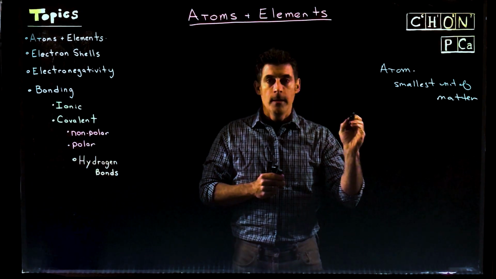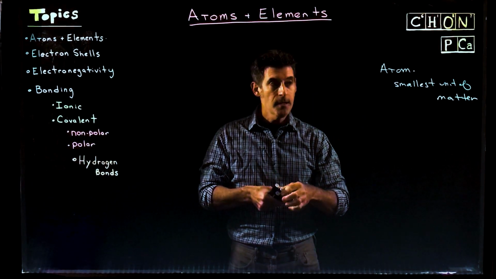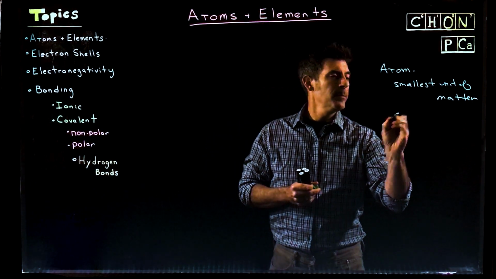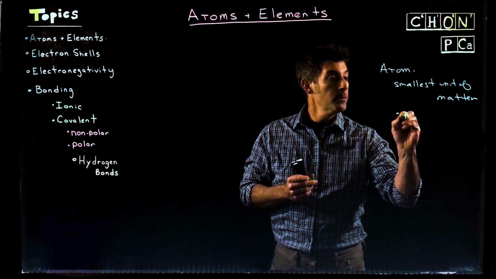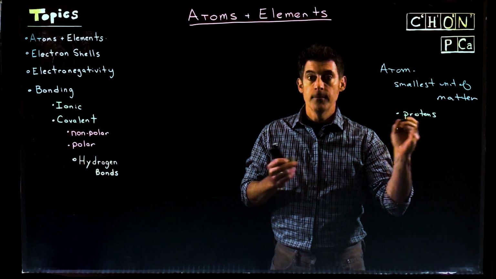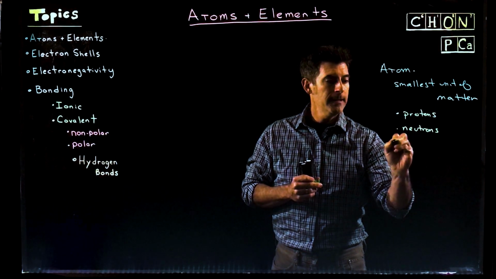Now, an atom, though, can be broken up into smaller units or subunits, which we call subatomic particles. And you probably know these as well, right? You probably know protons, and you've heard of neutrons and electrons.